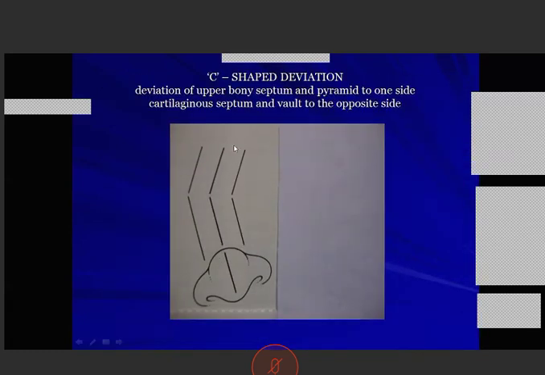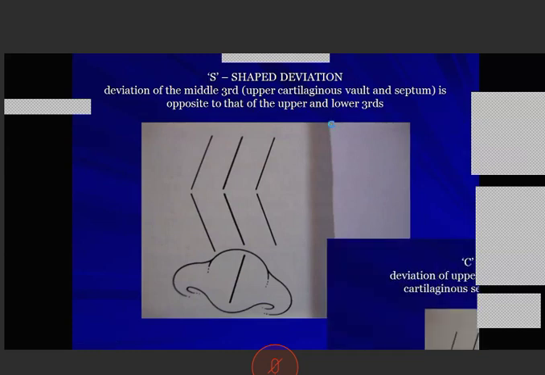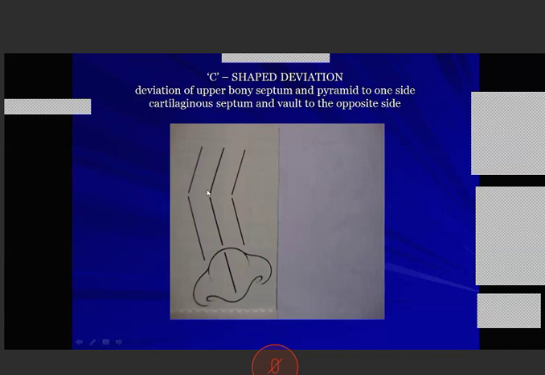Here you can see a C-shaped deviation: there is a deviation of the upper bony septum, and there is a deviation of the cartilaginous part also. The bony part is deviated to the right, and the cartilaginous part is deviated to the left.